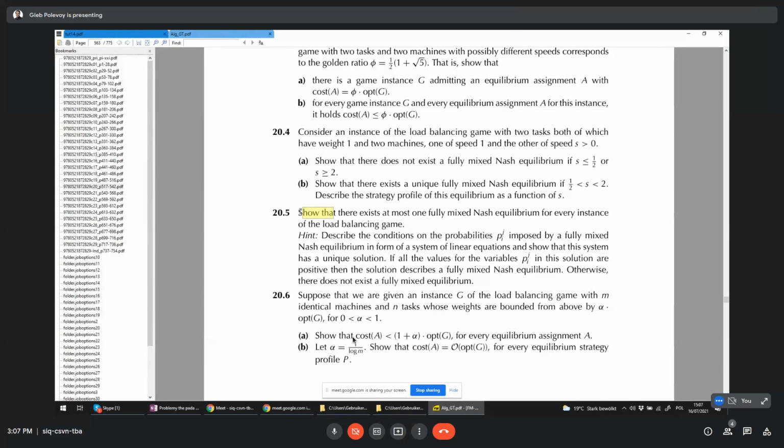I guess it's something with the determinant being non-zero, a square matrix, something like that. And if that's what we do, then, of course, if all the values of the variables indeed are positive, then it's going to be a solution, and otherwise there is no fully mixed Nash equilibrium. There is no solution where all those values are strictly positive. So that's the way of proof.